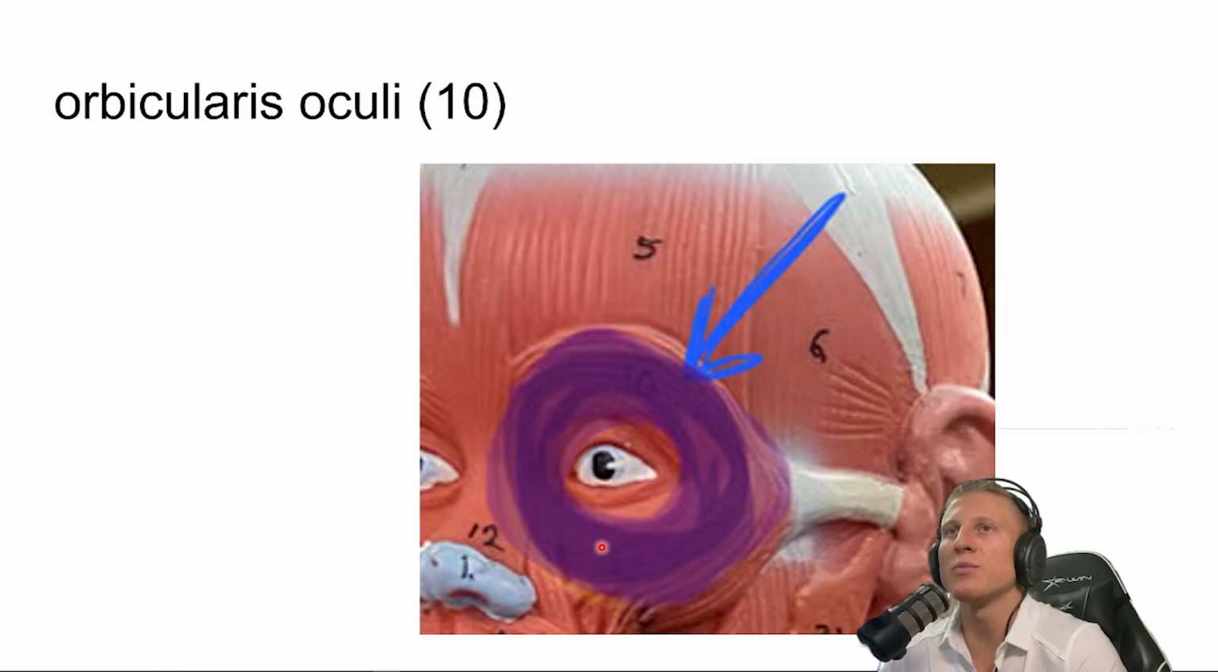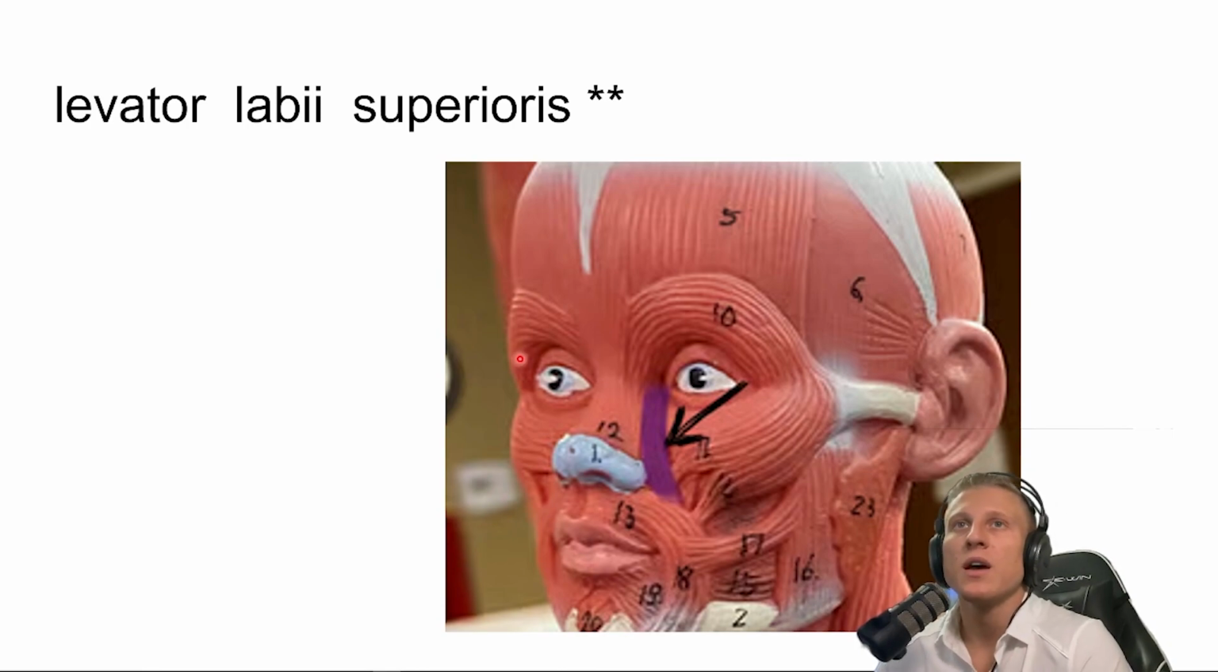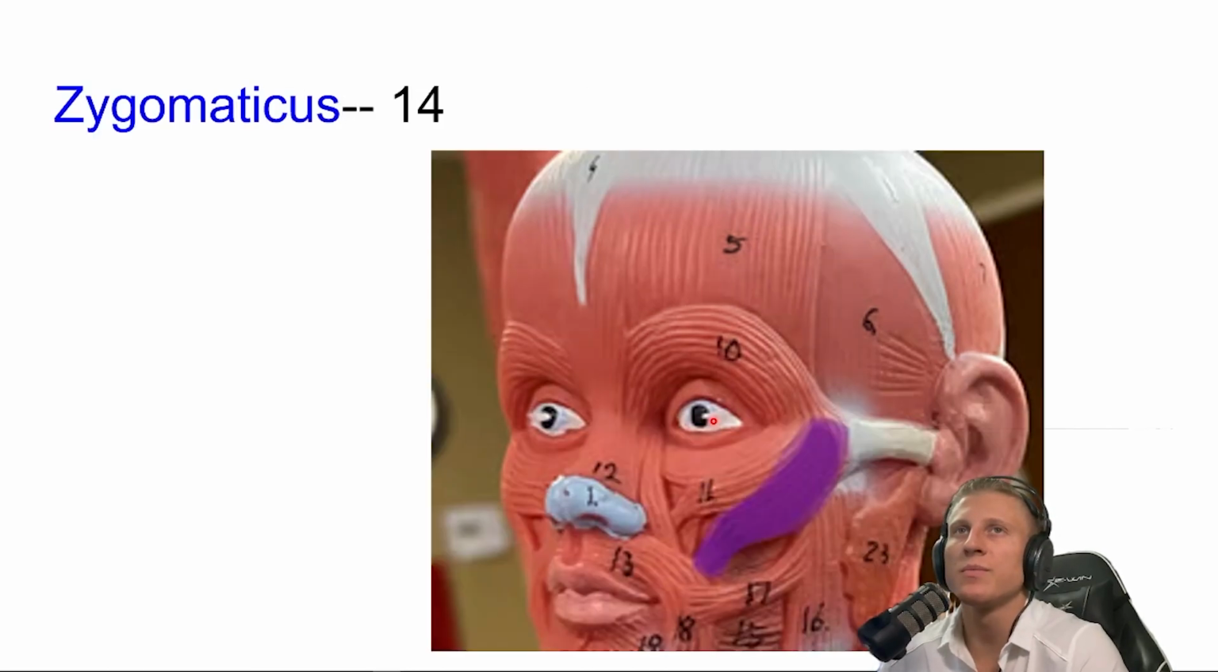Orbicularis oculi, running around the eye. Okay, that name is very much a big hint. Oculi, you should think eye. Orbicularis, you should think circular. Okay, so it is this big guy right here. Cool. Levator labii superioris. Again, this is going to be more on the medial surface of the muscle.